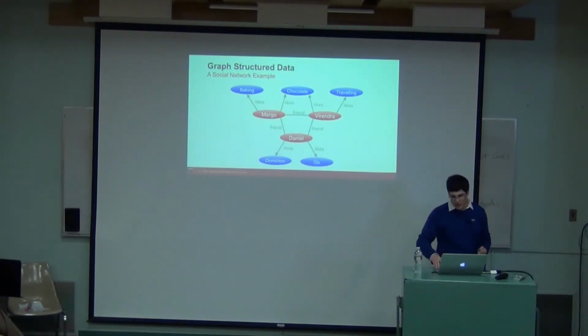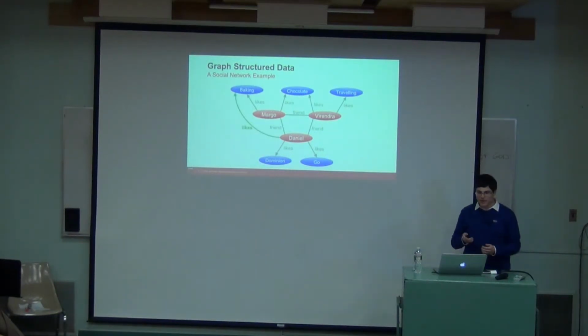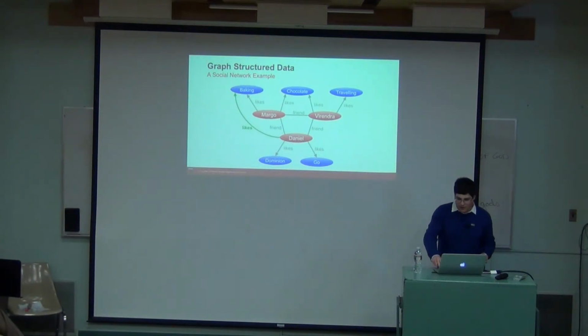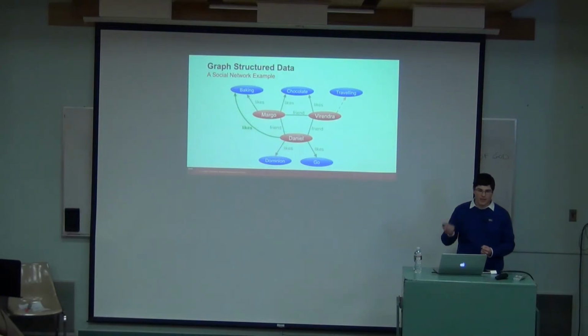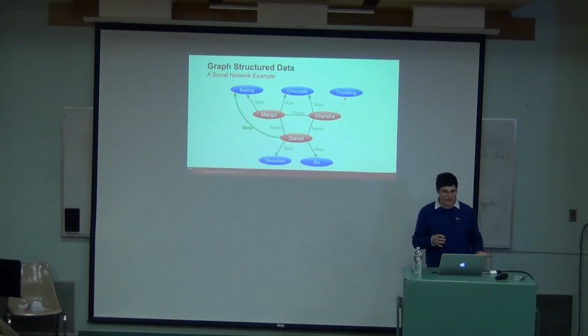And these graphs change. For example, as Daniel develops his interest in baking, he would like to click the like button on a Facebook page called baking, and what Facebook would do in the background is add an edge going from vertex Daniel to vertex baking. Similarly, if Virendra gets fed up with traveling, then he will unlike the page called traveling, and Facebook will remove the edge between Virendra and traveling.